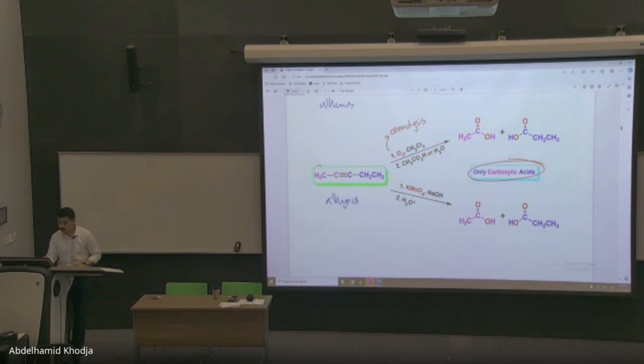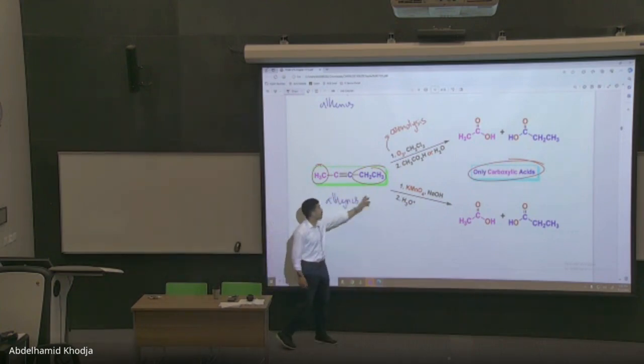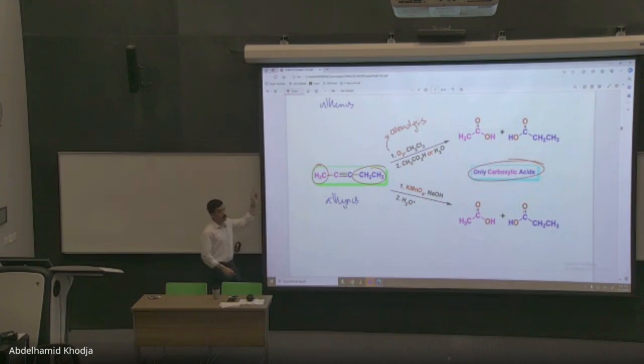The nature of these R groups over here can change. It doesn't matter what it is. He's given it to you as CH3. Here it's CH2CH3. You can have CH2CH2CH2CH2CH2CH3, or CH3 here. Mix and match. All you need to do is identify the double or triple bond, split it down the middle, add your C double bond O, add your OH.